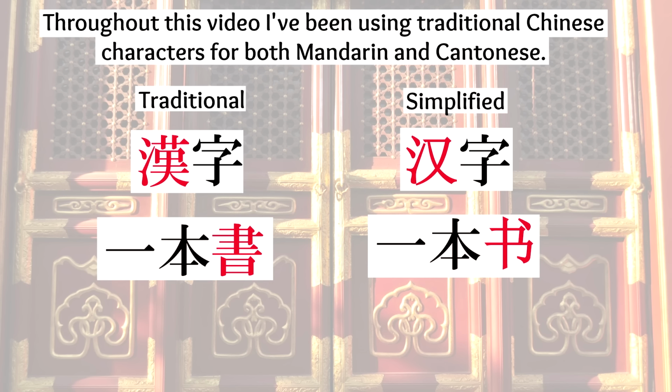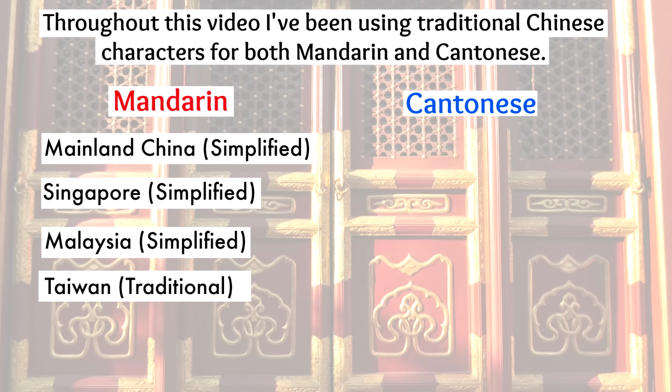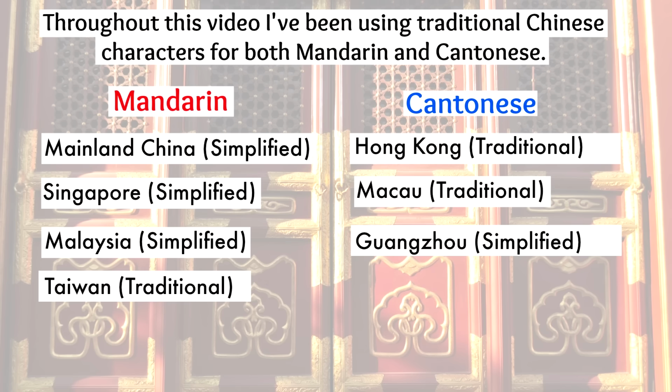Note that throughout this video, I've been using traditional Chinese characters for both Mandarin and Cantonese. But in mainland China, Singapore, and Malaysia, simplified Chinese characters are used for Mandarin, while traditional characters are used in Taiwan. As for Cantonese, in Hong Kong and Macau, traditional characters are used. In Guangzhou and surrounding areas, people normally use simplified characters for Cantonese. Some people think that Mandarin is always written in simplified characters and that Cantonese is always written in traditional characters, but it's not that simple.